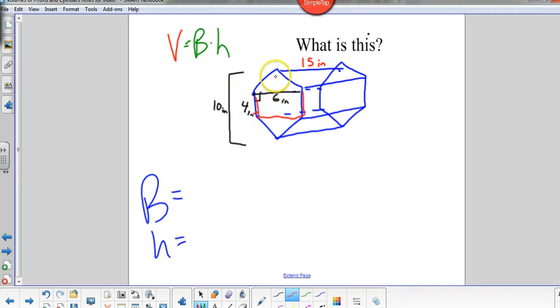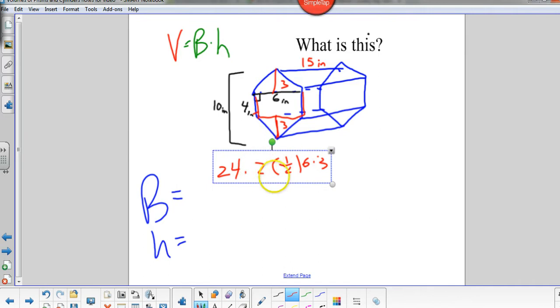Well, this is a rectangle, and I've got two triangles. Since this whole thing is 10 and this is 4 in the middle, the triangles each have a height of 3, and there are two of them, and they each have a base of 6. So the area of the rectangle part in the middle is 24, and then the two triangles would be 2 times 1/2 times 3 times 6.